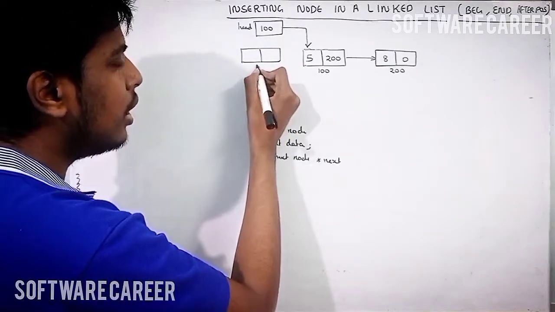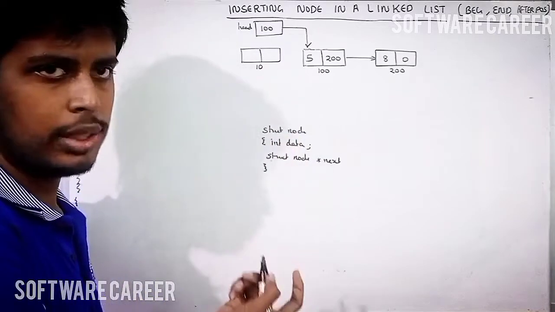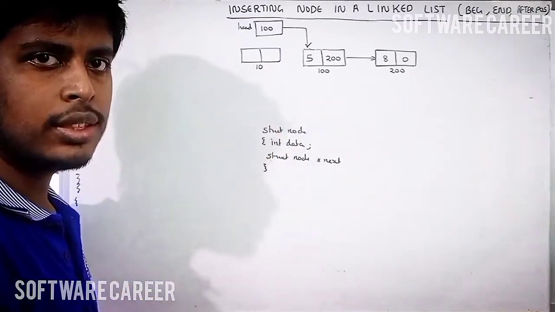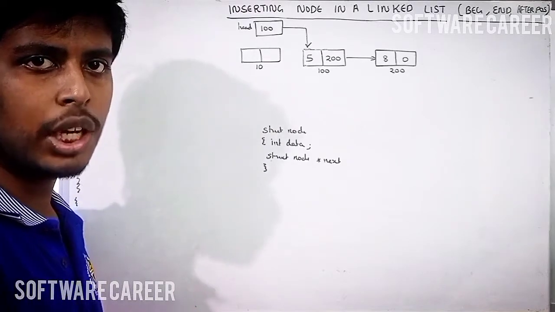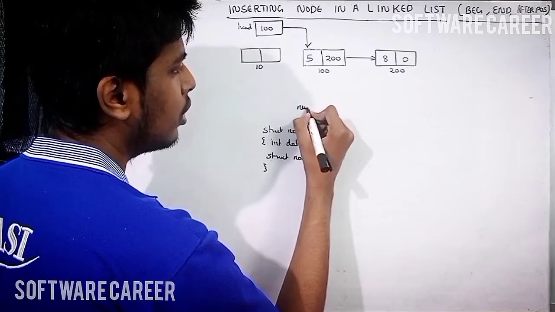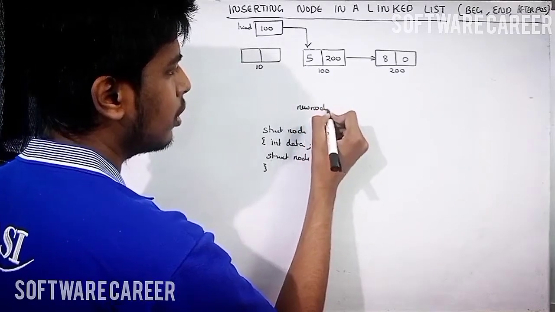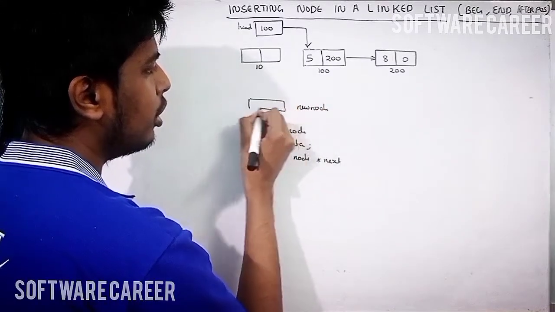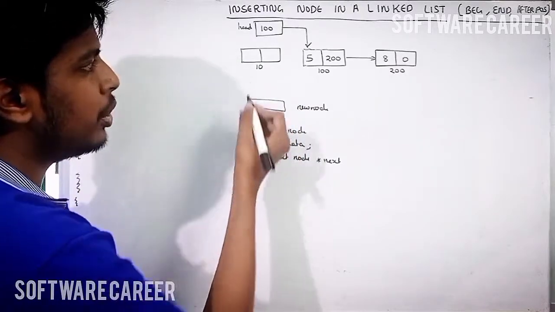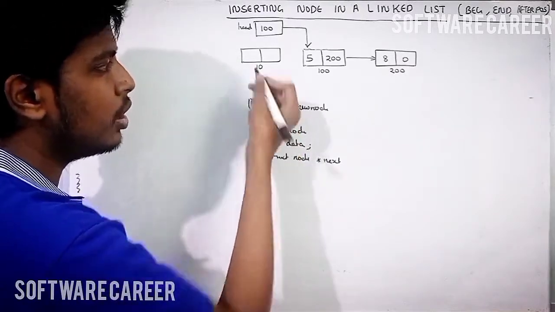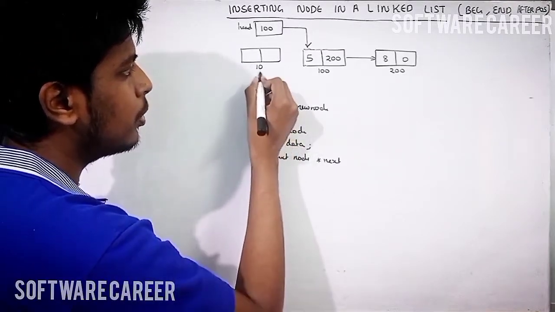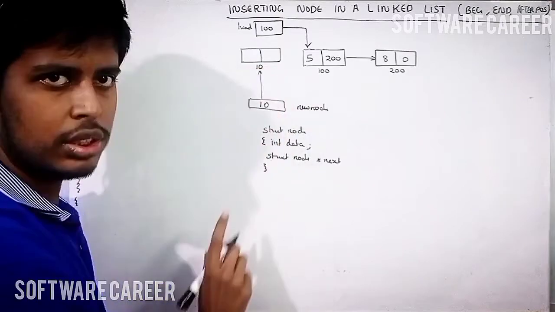See, now let's say the address of this node is 10, for example. Now see, I should access this new node. How to access this new node? For that I should create a pointer. So I am creating a pointer called new node. This is the pointer new node, and this pointer should point towards this new node. So how to point? In this pointer I should store the address of the new node. The address is 10. So this pointer gets 10 stored and this pointer points towards this new node.